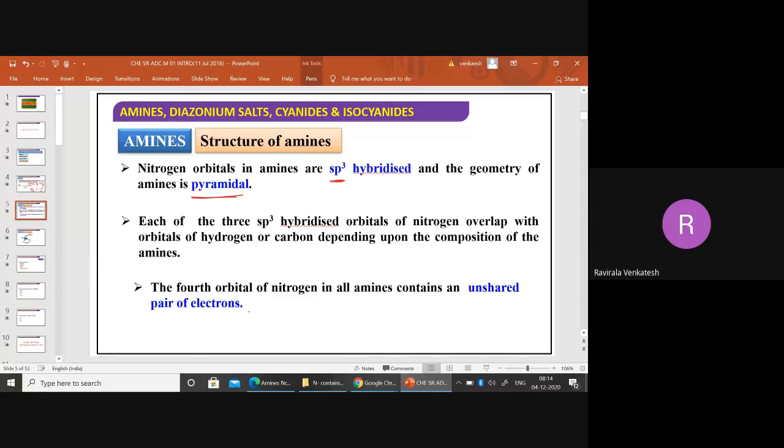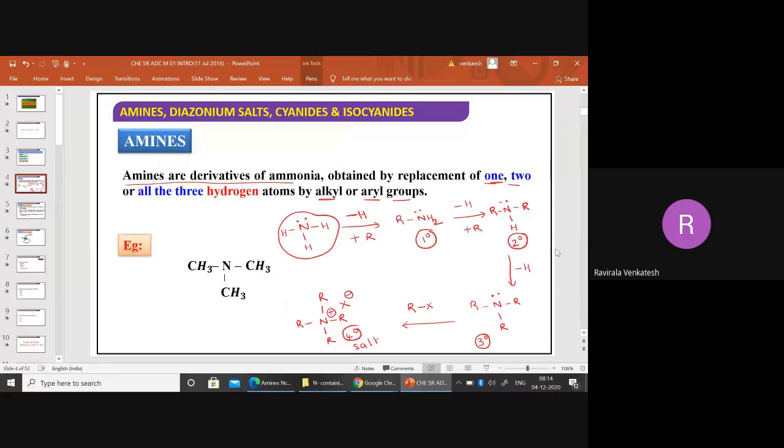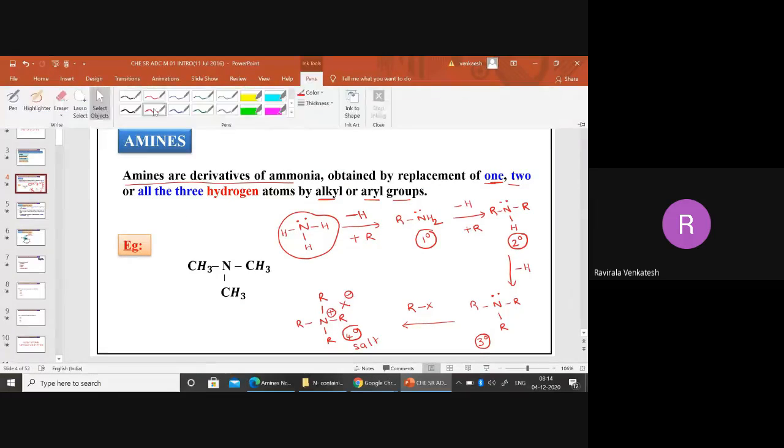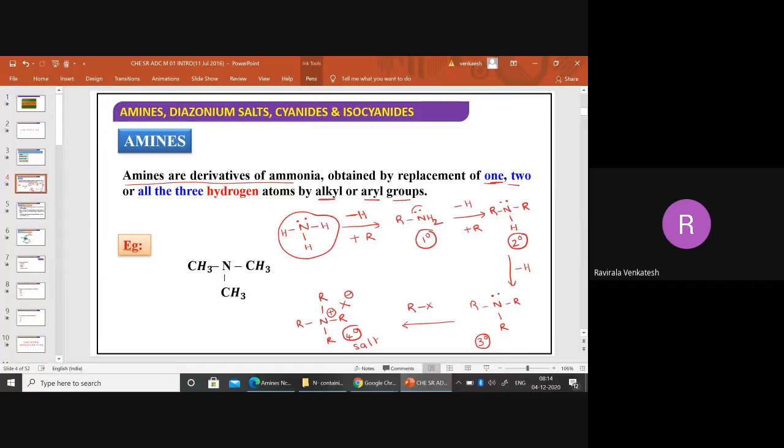Now the fourth orbital of nitrogen in all amines contains an unshared lone pair. See, just now we discussed this one. When you observe this one, three bond pairs are there, one lone pair. In all the cases, you are going to observe one unshared pair of electrons. Unshared pair of electrons is nothing but what we call a lone pair of electrons, except the quaternary salt, which is a salt actually, right?